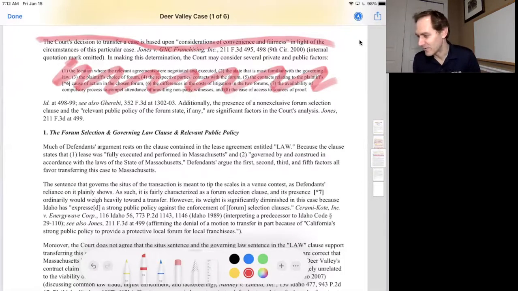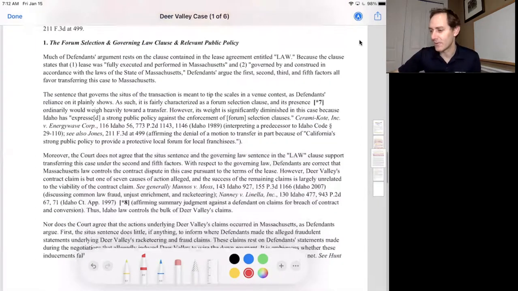The state that's most familiar with the governing law, well, the governing law is going to be Massachusetts, so maybe that means let's move it. The plaintiff's choice of forum, Idaho. The respective parties' contacts with the forum, that's kind of up in the air. Anyway, Judge Windmill is going to go through each of these, and that's kind of what we get to next here.